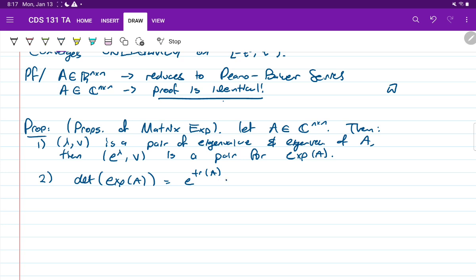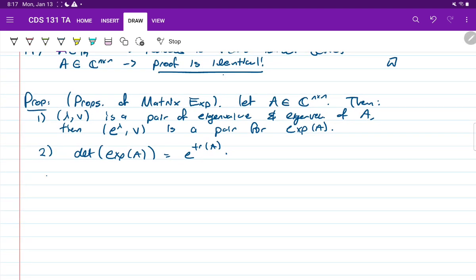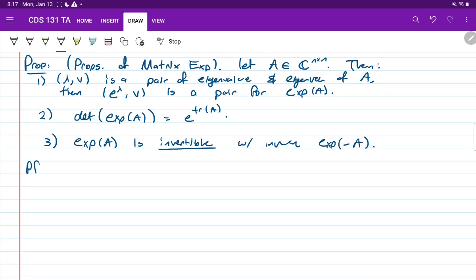This is a kind of nice fact. Something that this actually tells us is that the matrix exponential is always invertible. That leads us on to the third point, which is exp of A is invertible with inverse exp of minus A. I'll leave this proof to you. This proof will actually show up on your homework too, so you'll get acquainted with the matrix exponential there.